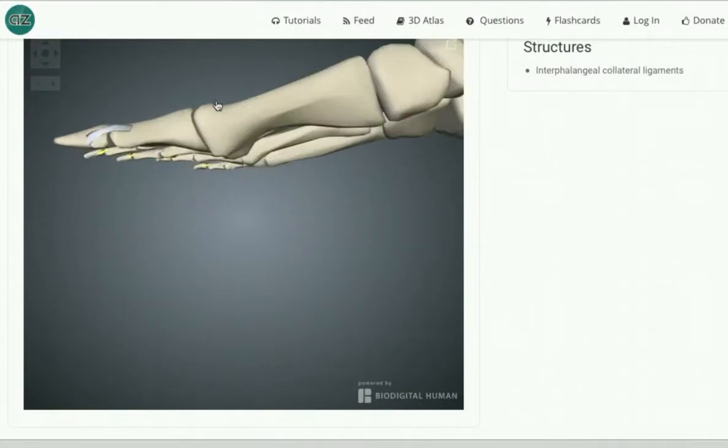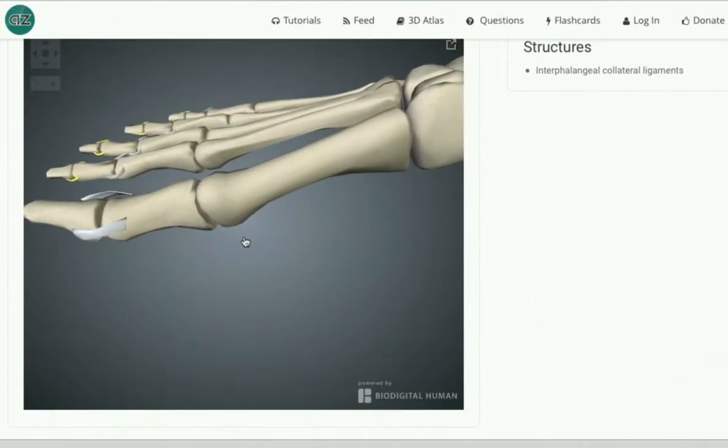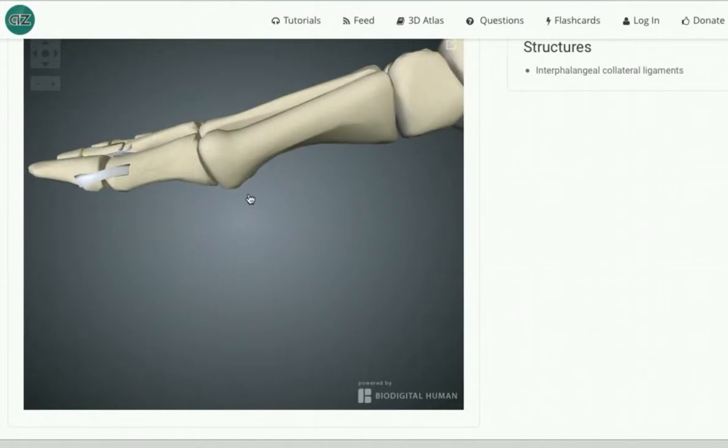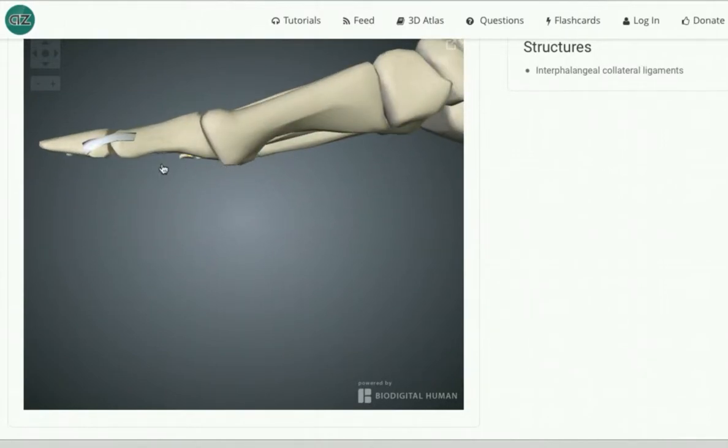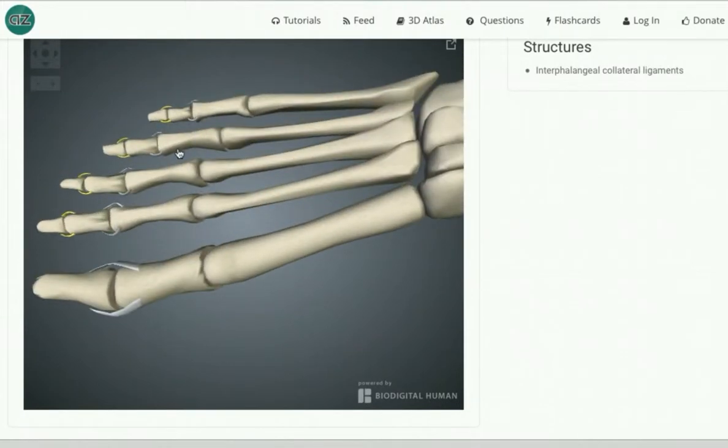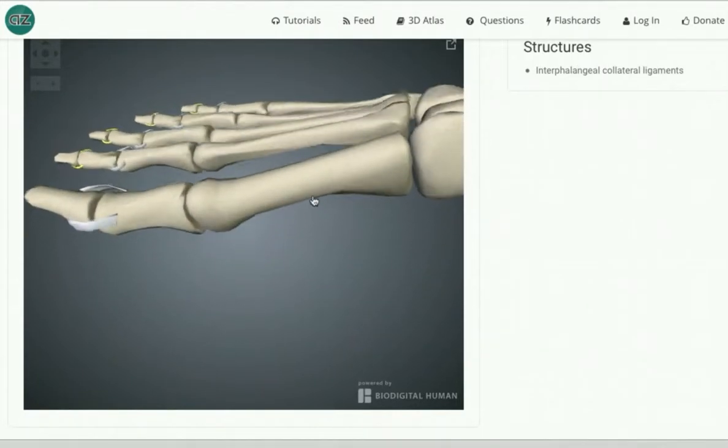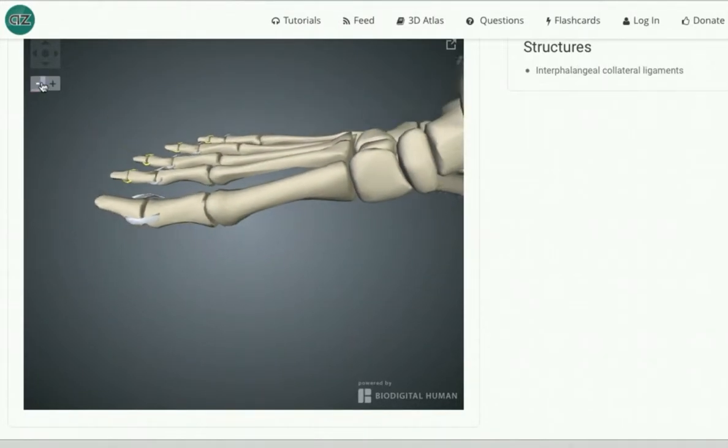Alright, so nothing much else. Kind of like in the hand, you'll also have some of the volar plates along these that help keep them from overextension. So yeah, that's that. That's all I have to say about those.